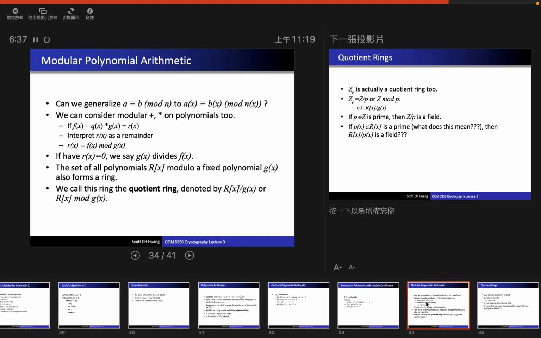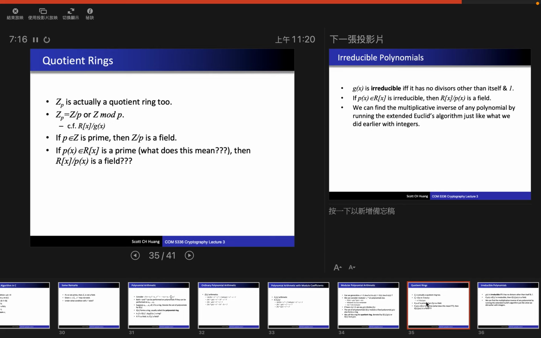The set of all polynomials mod a fixed polynomial forms a ring. This has a special name: it's called the quotient ring. Mathematicians generally write it this way, R[x]/g(x), but computer scientists prefer R[x] mod g(x). Two different languages, two different ways to do that. This looks a little abstract, right? But if we look at some concrete examples, they're not abstract at all, and they're easy to understand. They're just a little different. Let's take a look at the quotient ring.